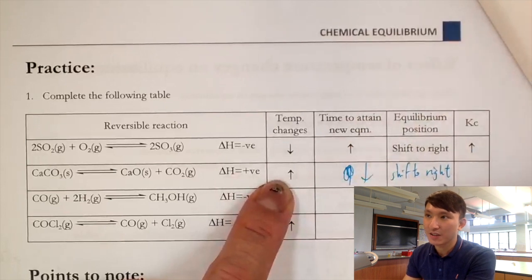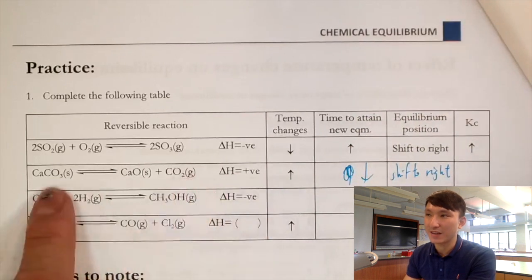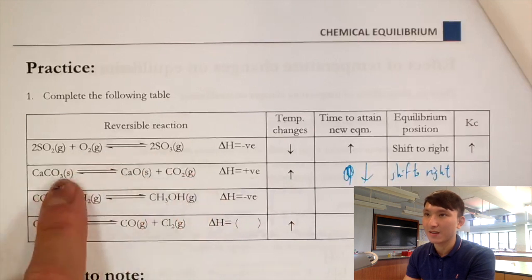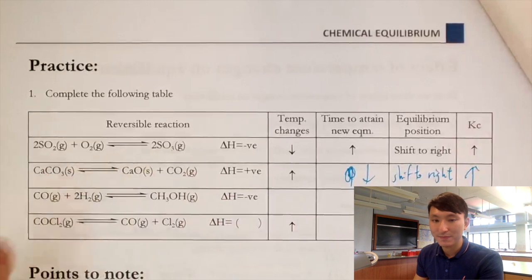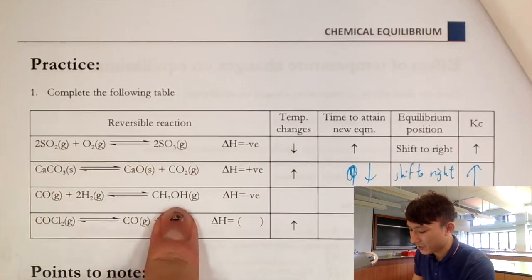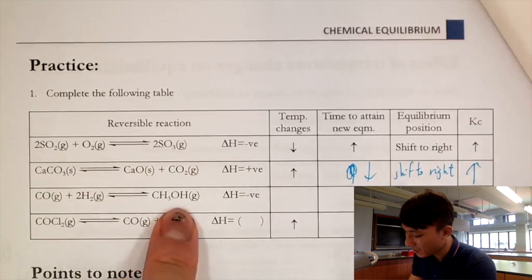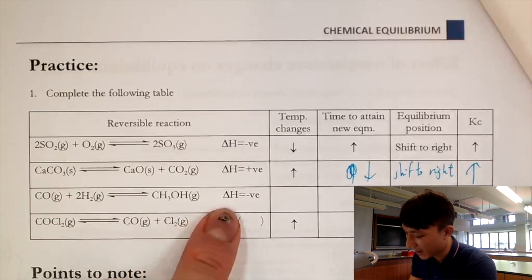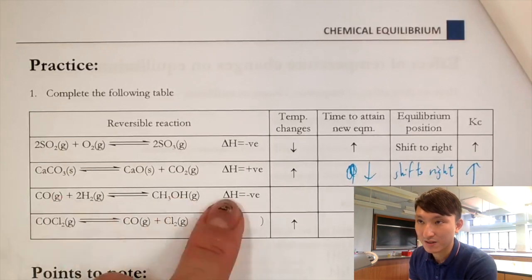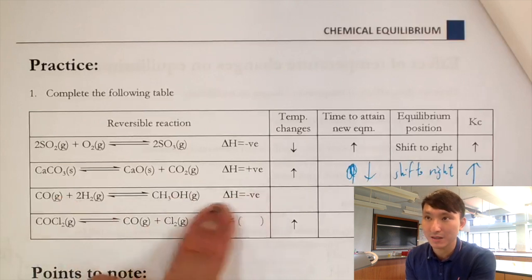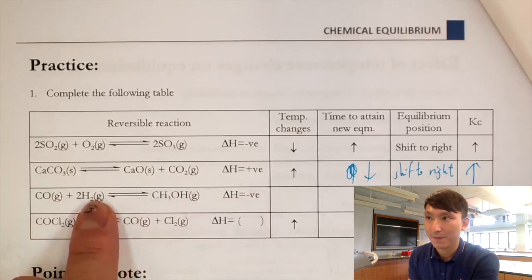Now, if you shift to the right, you get more product, less reactant. So product over reactant: more product, less reactant. Kc must increase. Okay. Now, the third one. In this case, we know that the equilibrium shifts to the left. So shifting to the left means it wants to undergo more backward endothermic reaction, because the forward is exothermic. That means the backward is endothermic, right?